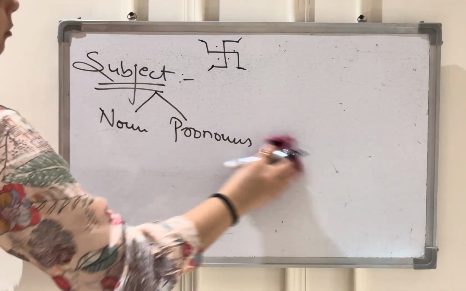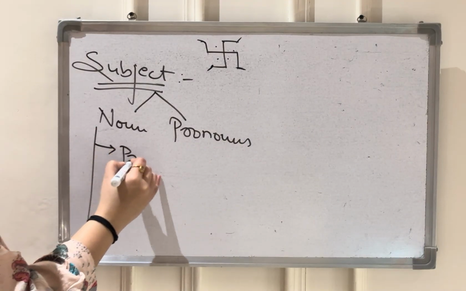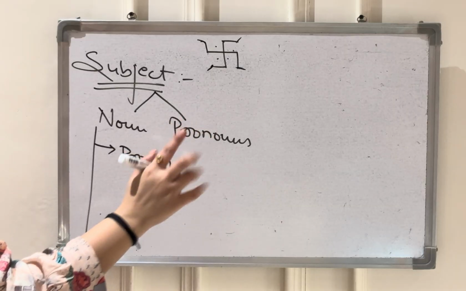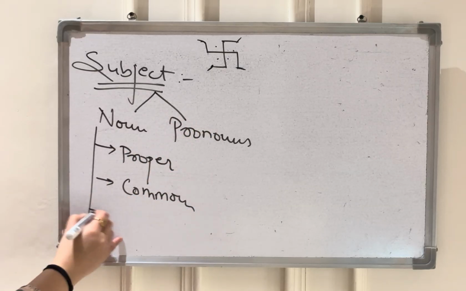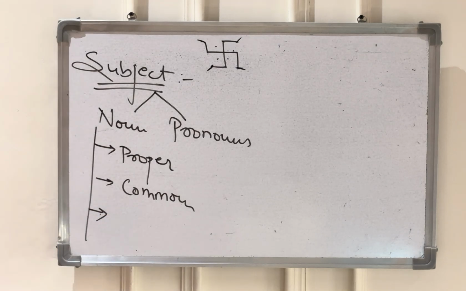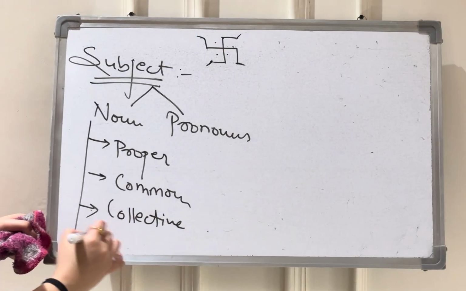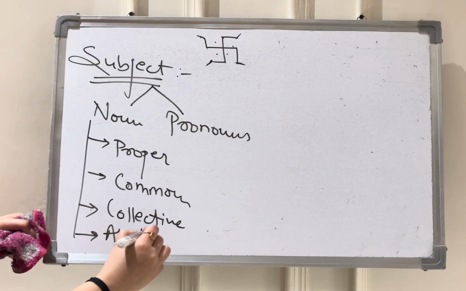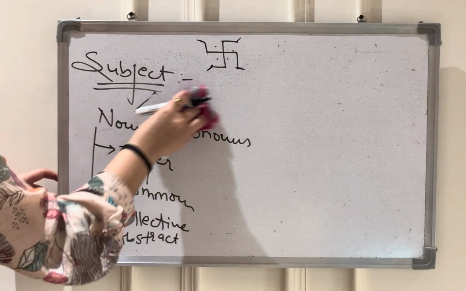Now what is noun? There are different types of nouns. I am going to teach you only four types of nouns. The first one would be proper noun. The second one will be common noun. The third one will be collective noun, and the fourth one would be abstract noun, and the next one is pronoun that I will teach you later.